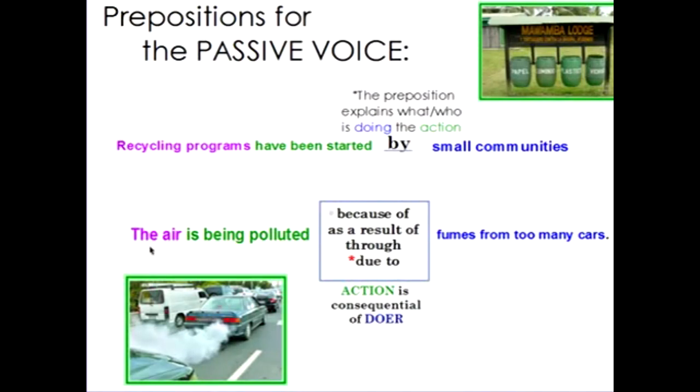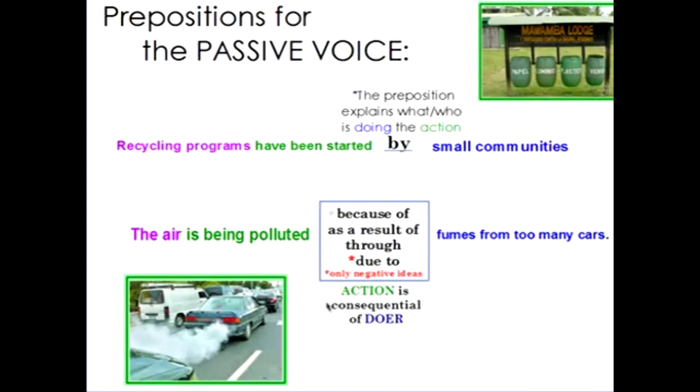However, down here, if I think the air is being polluted, right? I can think, okay, well that is a consequence of the fumes from too many cars. And if I think this is a consequence of the doer, then I can use these types of prepositions. I can also use by if I want to, but I can use these ones as well. So one special thing to think about is with due to, that due to is only for negative ideas. So in this context, it's a very negative thing that the air is being polluted. So I can use due to describe what is polluting the air, right?